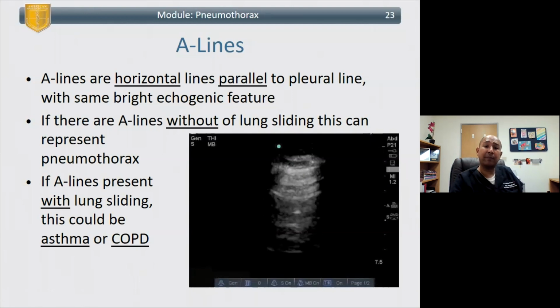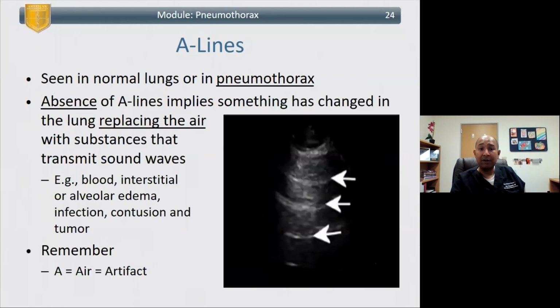And when we talk about A lines without lung sliding, that can represent a pneumothorax. But the big thing is that there's no lung sliding. It's not the A line I'm really worried about. And A lines with lung sliding, it could be normal also. You know what I mean? So A lines are rarely going to be a deal breaker. So remember that A lines are in normal lungs and a pneumothorax. You know what I mean? I think that I'm more worried when I don't see A lines at all because they should be there. And maybe the A lines are replaced by blood or contusion or a tumor, but you should have A lines.